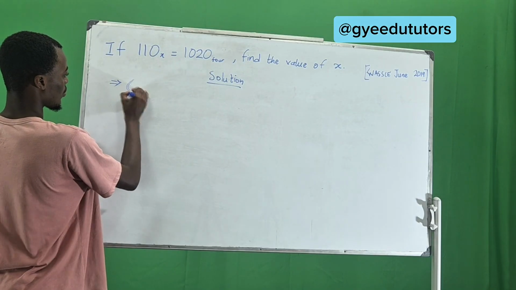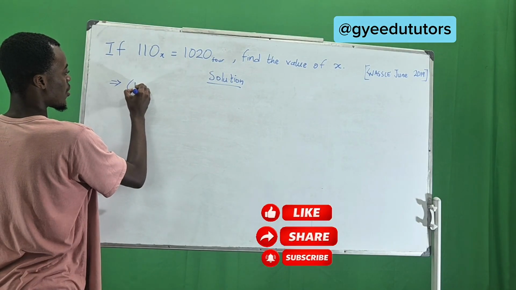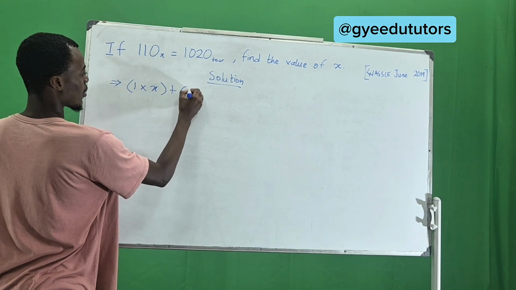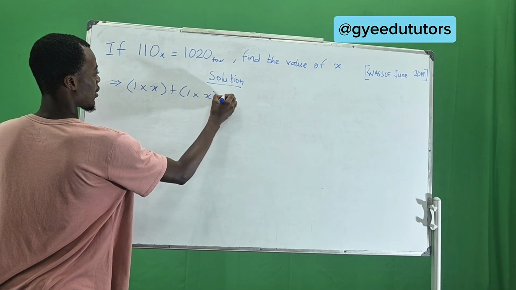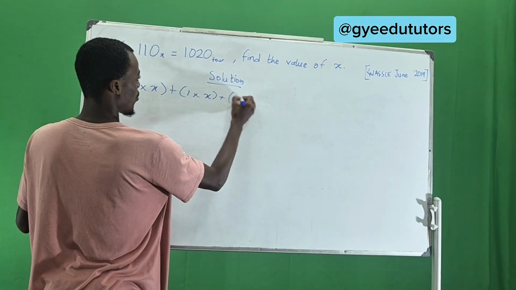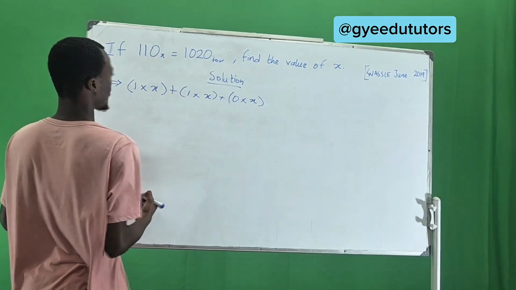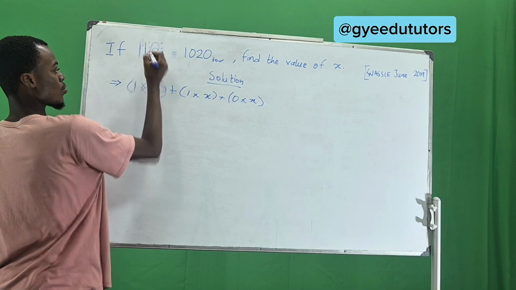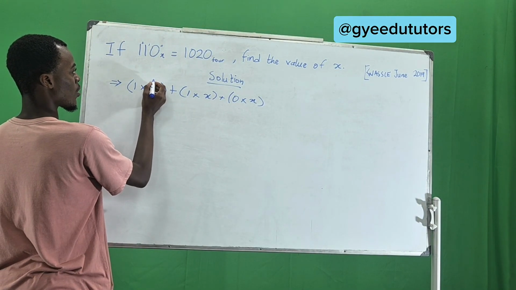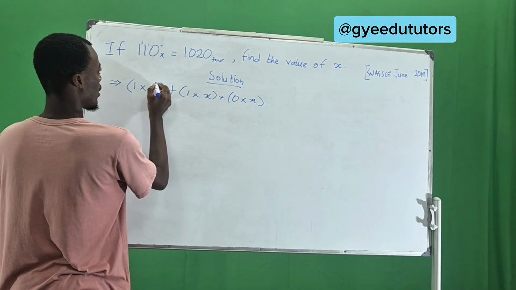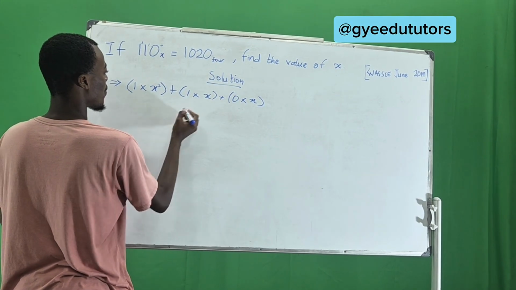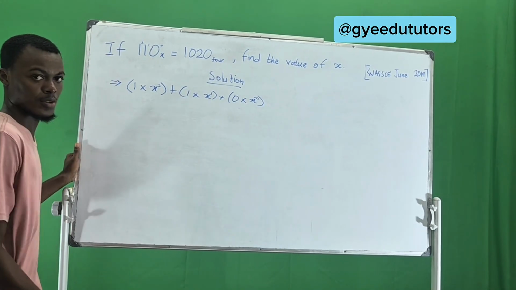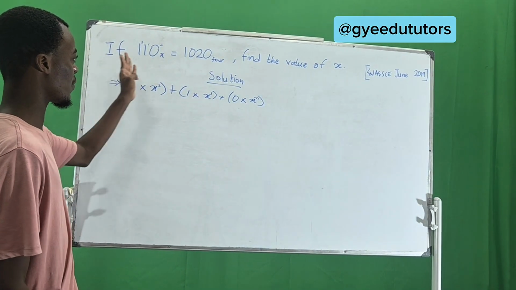Now we pick the one here and multiply it by x, plus the one here, multiplied by x, and the third, 0, multiplied by x. But now, this is 0, 1, 2. So the power of the first one becomes 2, the power of the second one becomes 1, and the power of the third one becomes 0.